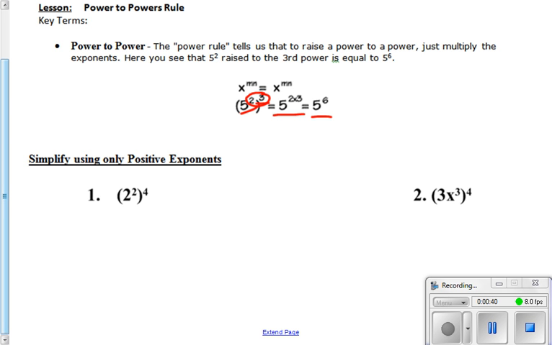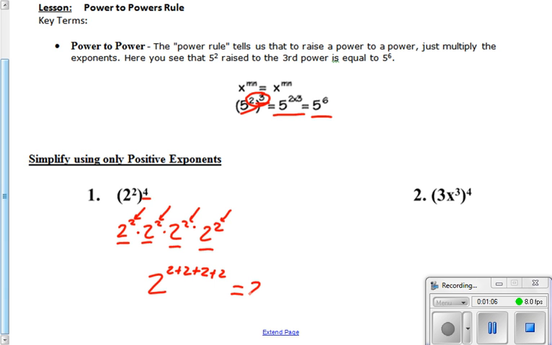Now, there's a couple ways you can figure this out. One way is to write 2 to the second power out 4 times, and that's multiplying. So 2 to the second times 2 to the second times 2 to the second times 2 to the second. Same base. When you have the same base, you add all the exponents. So we have 2, 4, 6, 8, and we'd add them all together. This would be one way, the long way to solve, which I would recommend not using.